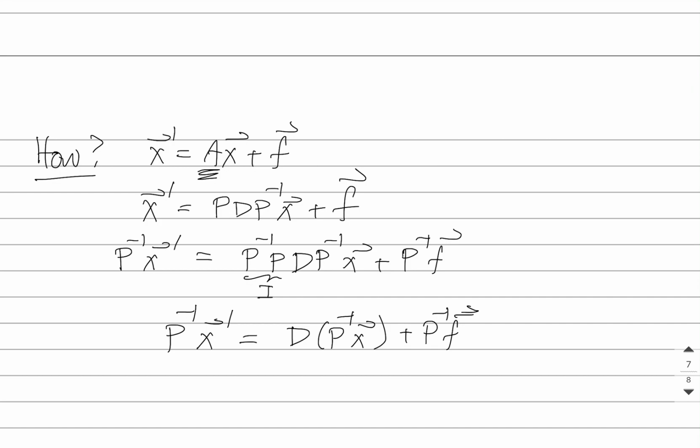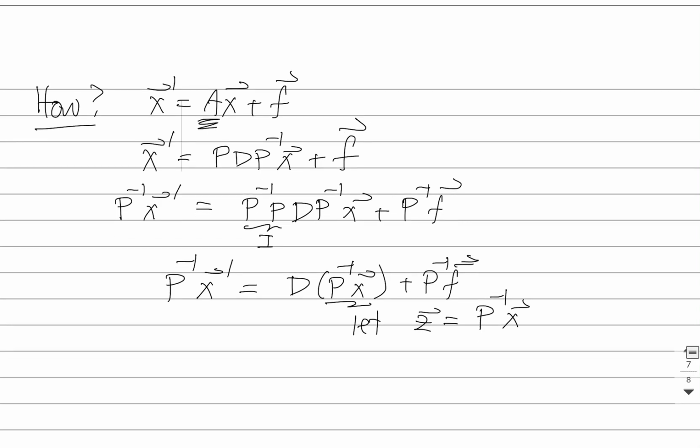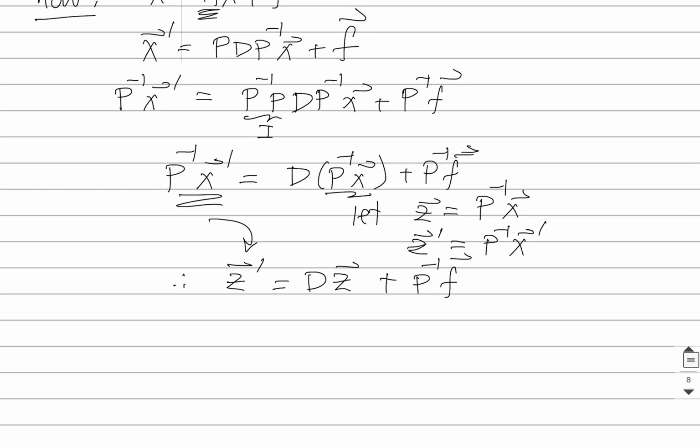And we're going to make a substitution. We'll let Z, this vector Z, be P inverse X. So that means that Z prime is just going to be P inverse X prime. Now remember, this P matrix is a matrix of eigenvectors, so it's a constant. So our new system will be Z prime is equal to D Z, so it's a diagonal matrix, plus P inverse F. So this is the new diagonal system.